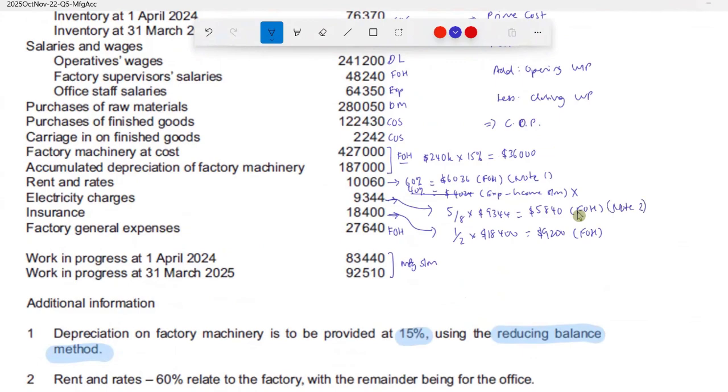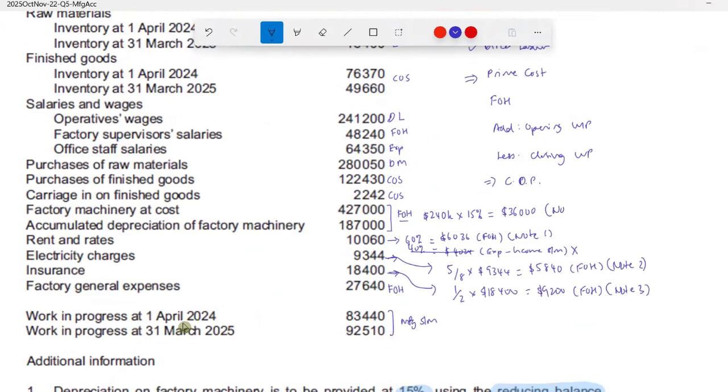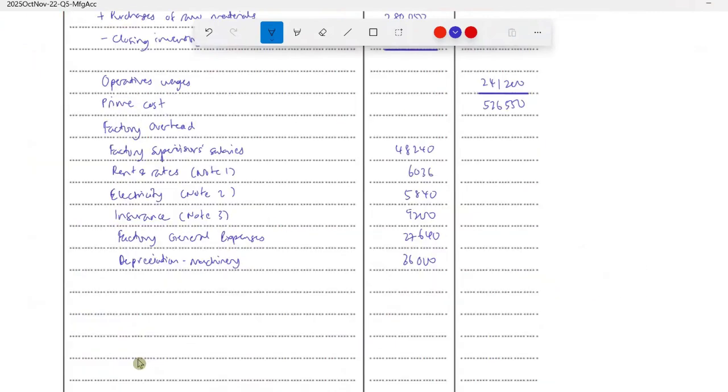Okay. And your insurance for factory can be on note 3. This is your note 3. So insurance, also factory portion only, right? $9,200. Okay. That's factory general expenses, right? Then there's depreciation for machinery, it's $36,000. Now we sum up all the factory overhead expenses. We add the prime cost with the factory overhead expenses.